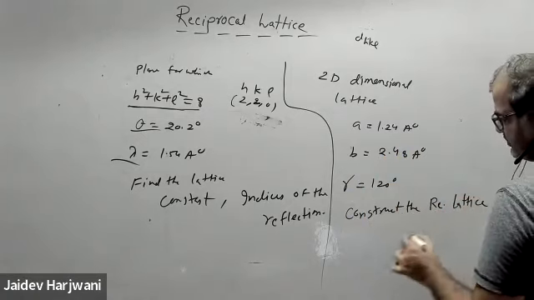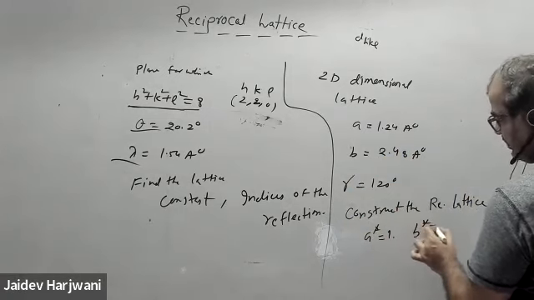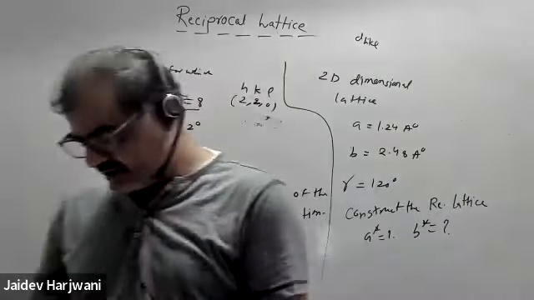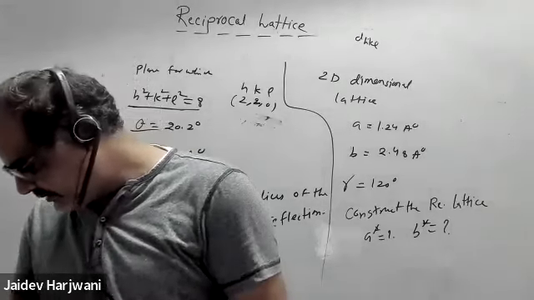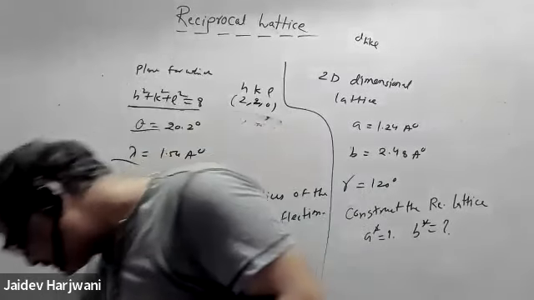Construct the reciprocal lattice means what? You have to calculate a star and b star. The magnitudes of a and b are given, and the angle between these two vectors is given. So these are two questions. I'm giving one more question. All three questions you have to do and send me today.